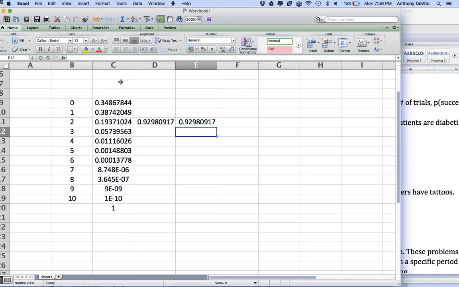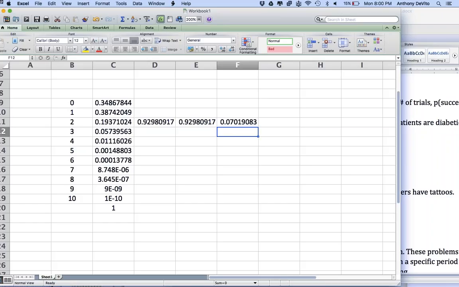If I asked you, what's the probability of getting more than 2 people that are diabetic if you sample 10 people in this population randomly? What's the probability for getting more than 2? Well, the probability for getting 2 or fewer is 0.928. The probability of getting more than 2 is equal to 1 minus 0.928. Okay. Now listen to the words here. Listen to the syntax here.